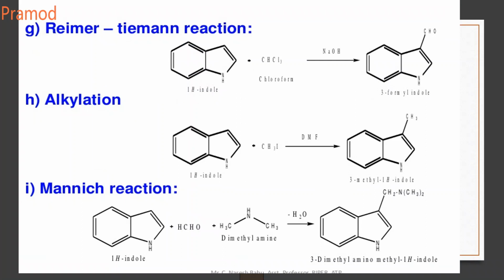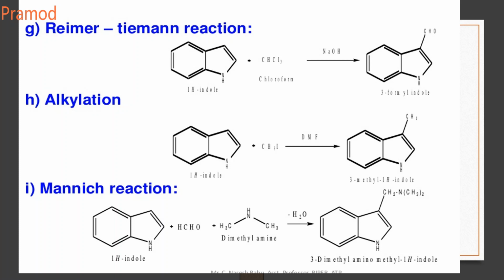Next is the Reimer-Tiemann reaction. In this case also it's a preparation of formylindole, but the only thing is that you take chloroform and NaOH as your reagent. Alkylation, with methyl iodide in presence of DMF, forms 3-methylindole.